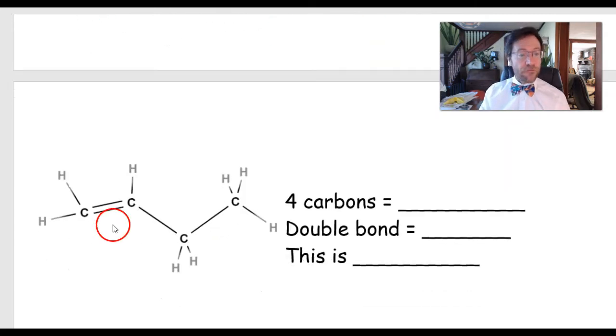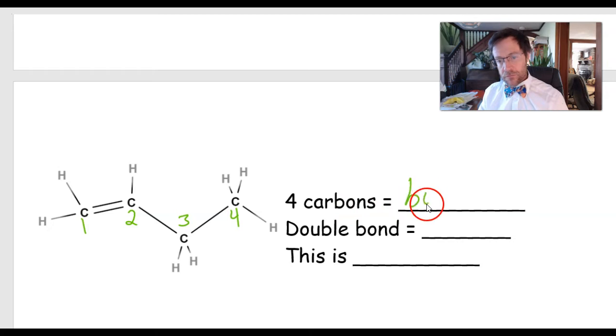The next one, 4 carbons. We've got 1, 2, 3, 4 carbons. That's but. Right here is my double bond. That's going to end in ene.